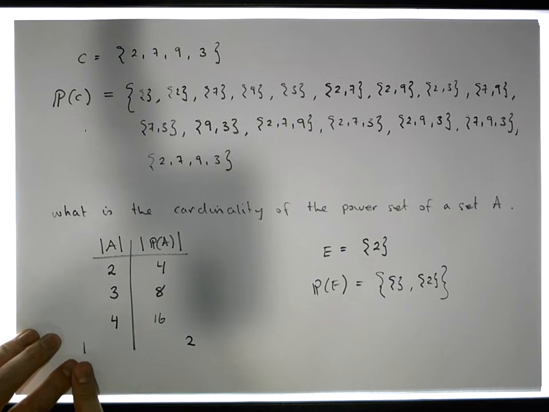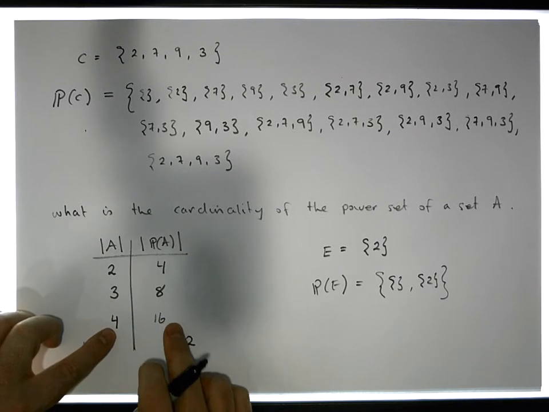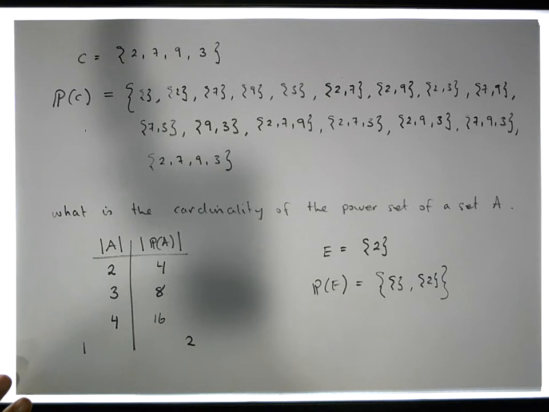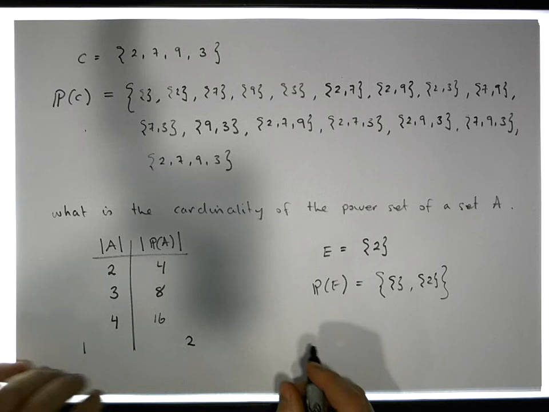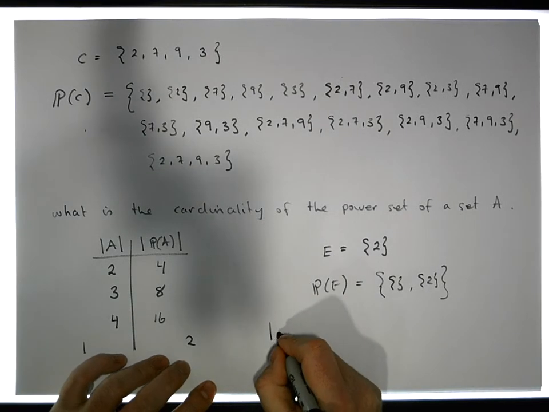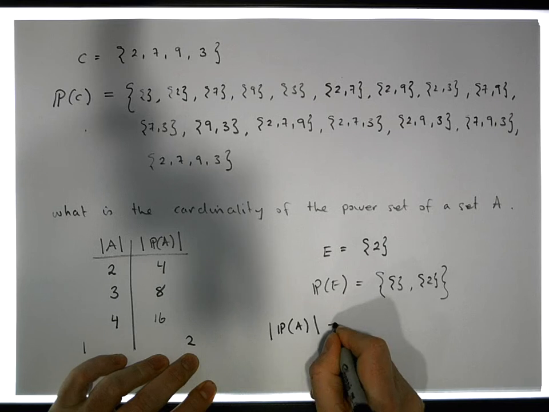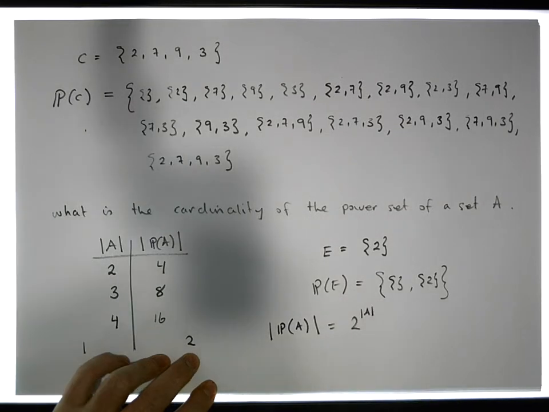And hopefully we can actually see the pattern. When the size of A is 1, it's 2. When it's 2, it's 4. When it's 3, it's 8. When it's 4, it's 16. And we have actually a well-defined sequence here. But more importantly, here's the rule. You can actually see we're going 2, 4, 8, 16. The cardinality of the power set of a set A is equal to 2 to the power of the cardinality of the set that we're constructing the power set on.